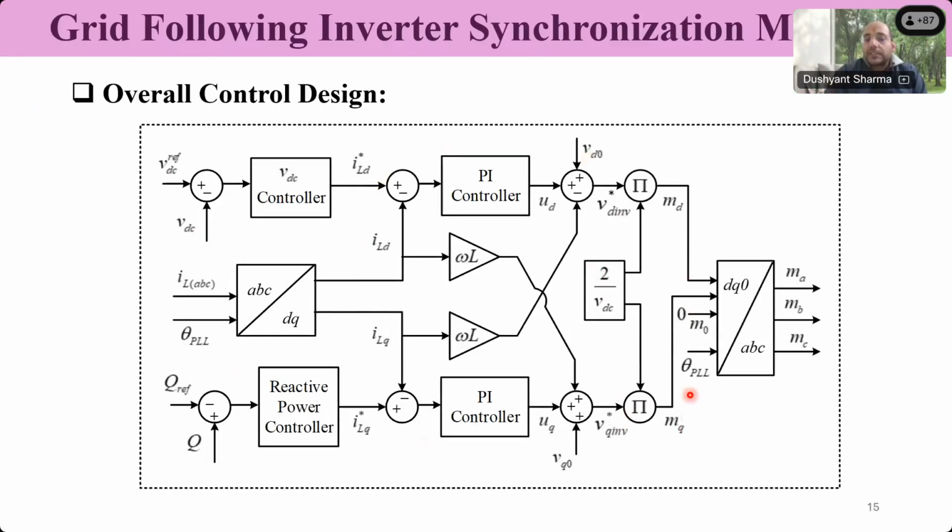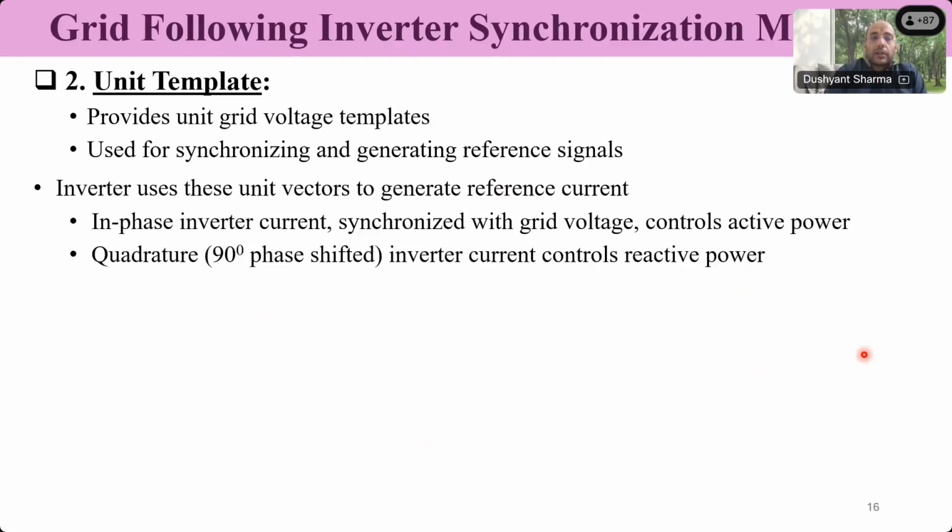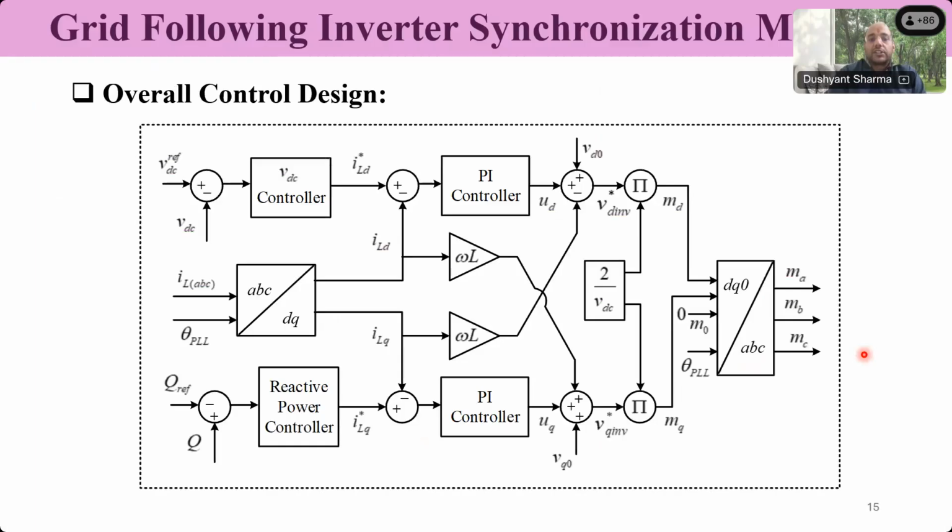And the modulation index then can be converted, again by inverse Park's transformation. So here we have Park's ABC to DQ, then we have inverse Park's DQ to ABC, and we can convert it to modulation index in the A phase, B phase, C phase. So we'll have 3 time varying modulation indexes. Accordingly, we can use the PWM generator to generate the PWM signal. So this is the overall inverter synchronization technique for a grid following inverter.